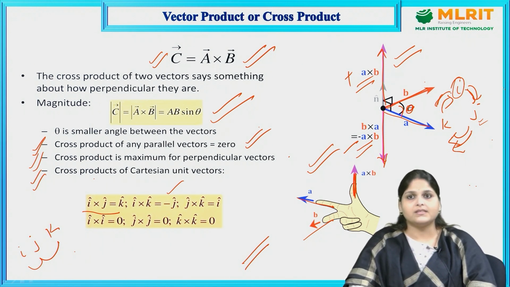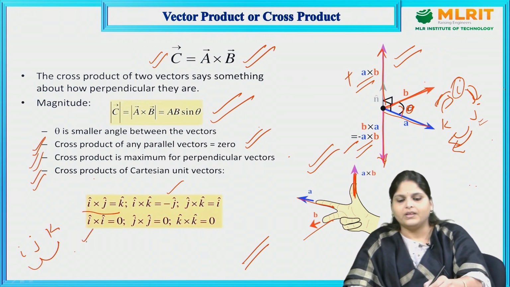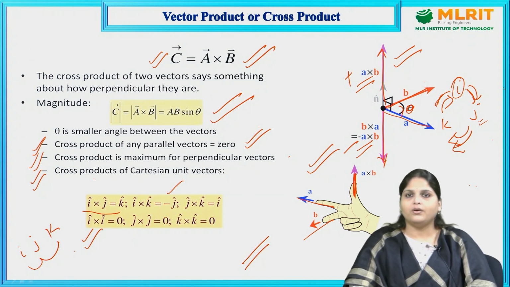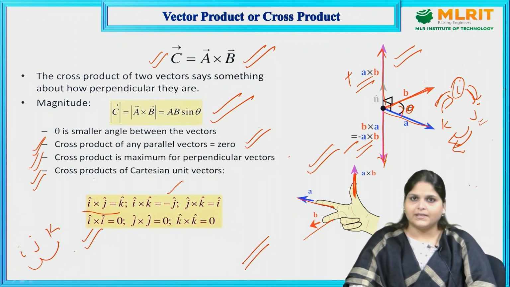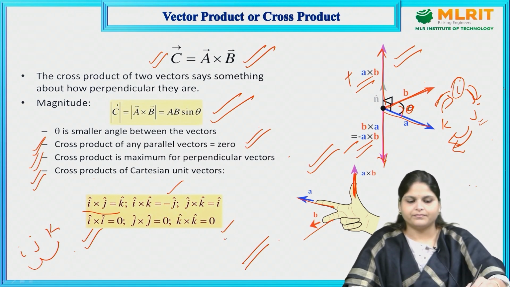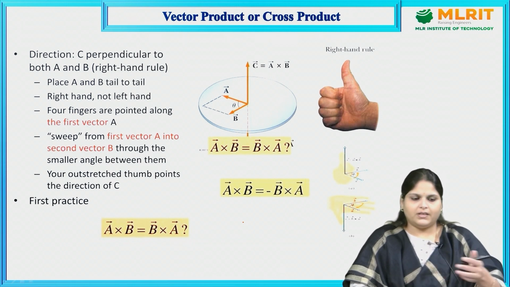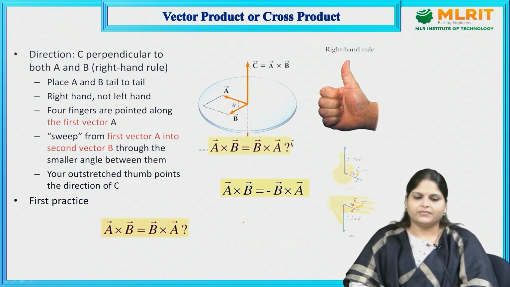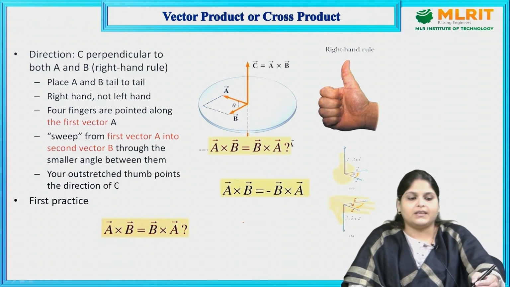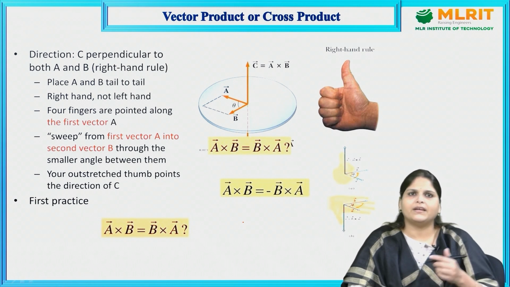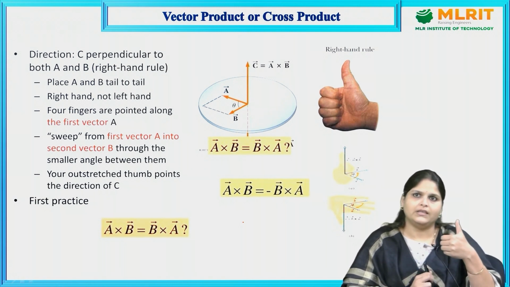Now if we talk about the same unit vectors, the cross product of the same unit vectors means, if we talk about i cross i, it becomes 0. If we talk about j cross j, it becomes 0. If we talk about k cross k, again it becomes 0, right? We can elaborate it more by using some more examples here, right? This is one of the properties. Is A cross B equal to B cross A or not? For this we have taken one example of this right hand thumb rule, right?